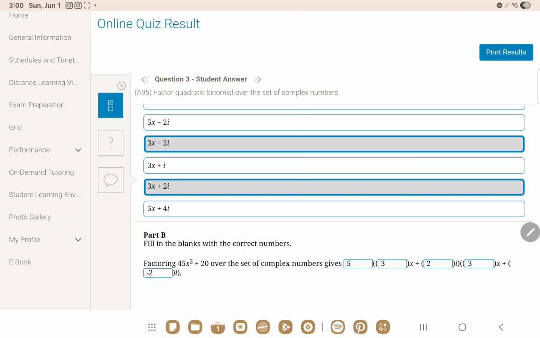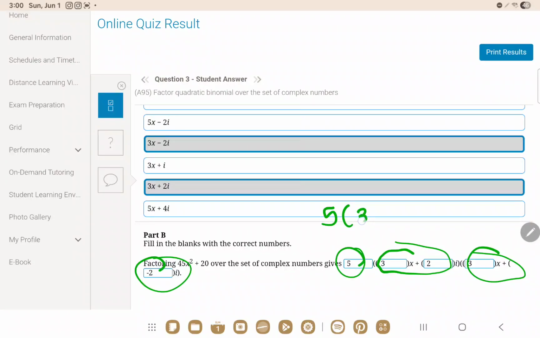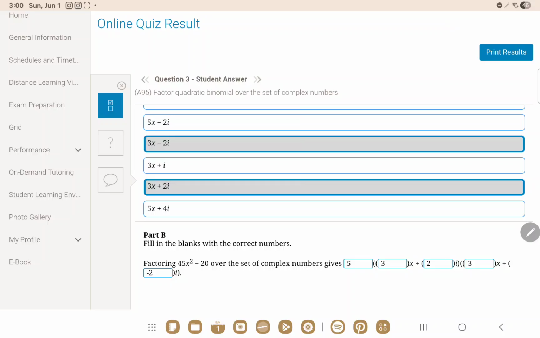Now, this is the same thing, just you're writing it over in the boxes. We said 5 is outside, then we have 3x plus 2i and 3x minus 2i. 3x minus 2i is the same as 3x plus minus 2i. It's just they wanted to throw you off, that's why they put it like this. It's the same thing I wrote: 3x plus 2i times 3x minus 2i. This is practically what they wrote down here, just with plus minus 2i. Same thing. Moving on.